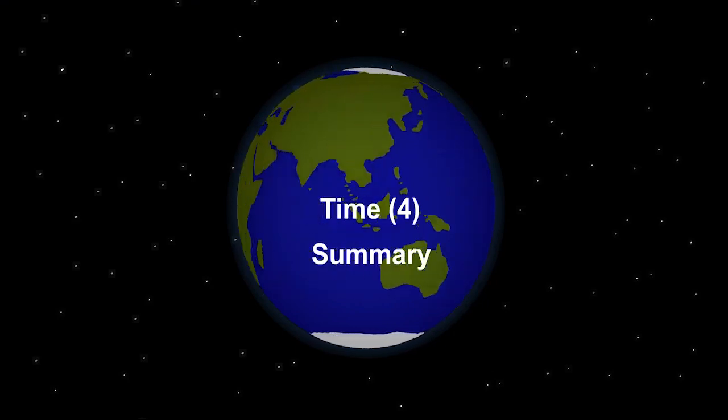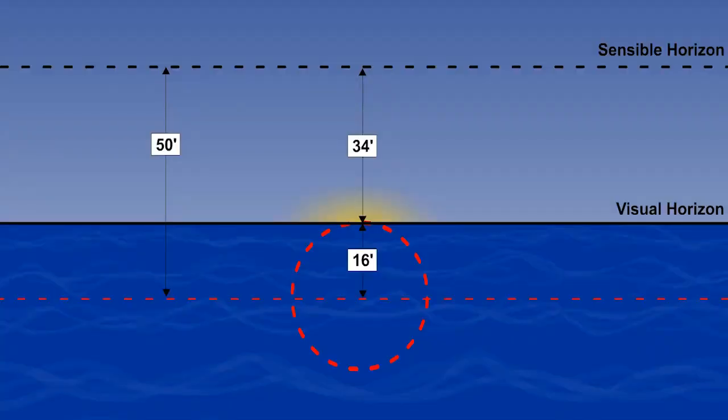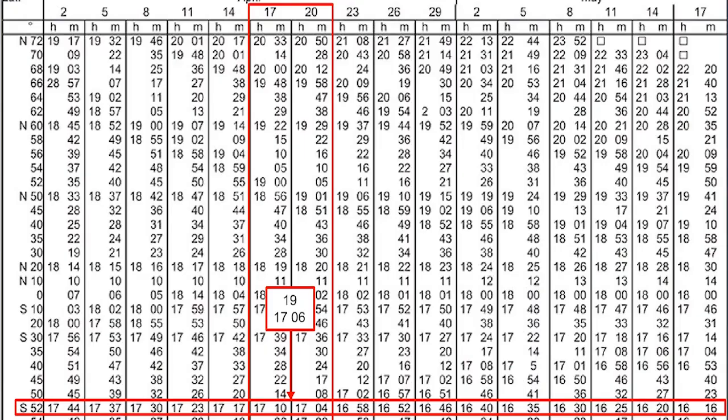Let's summarize this lesson. We showed that the times of sunrise and sunset are determined by latitude and the sun's declination. At the defined time of sunrise or sunset, the sun is a total of 50 minutes below the sensible horizon. This is the figure that is used in the air almanac tables. It always makes at least 3 minutes difference at both ends of the day. We saw how to look up the times of sunrise in the air almanac.